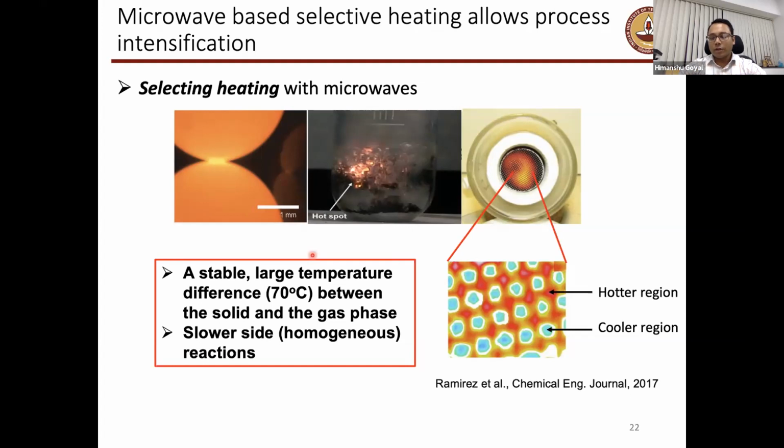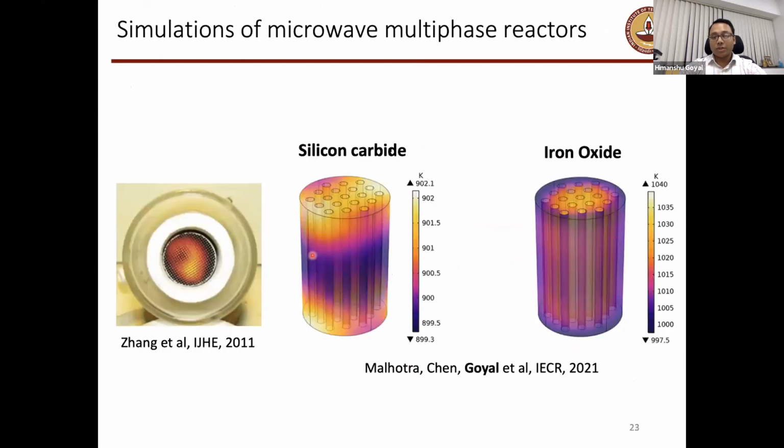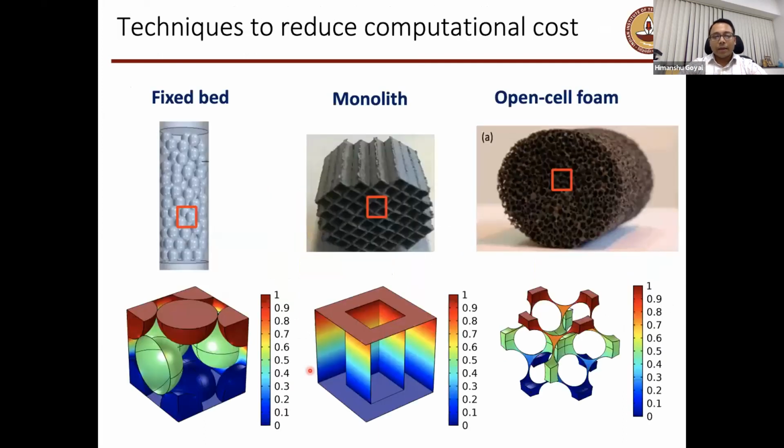So this is what we are focusing on right now: developing computational tools that can be used to quickly come up with optimal designs of these different structured reactors, which can be used in conventional heating or microwave heating applications to achieve process intensification. Here is an example. We have been doing highly detailed CFD simulation in a monolith with microwave heating. Depending on the material, you can see that temperature uniformity can vary. And these simulations are computationally expensive.